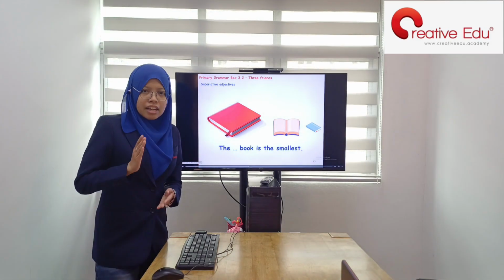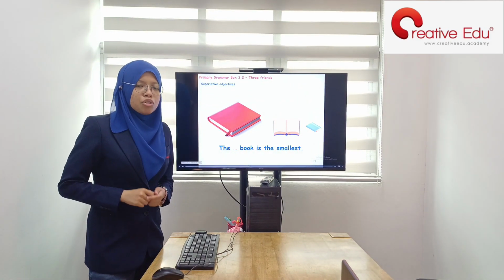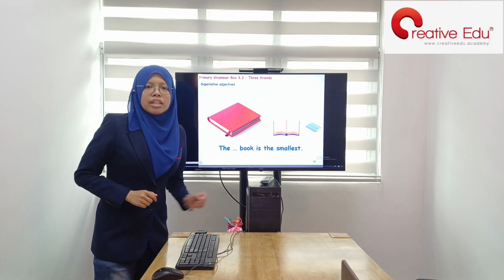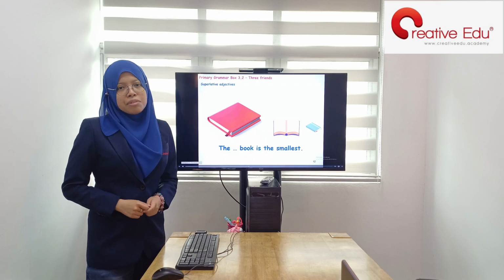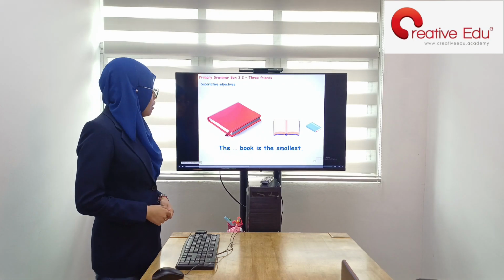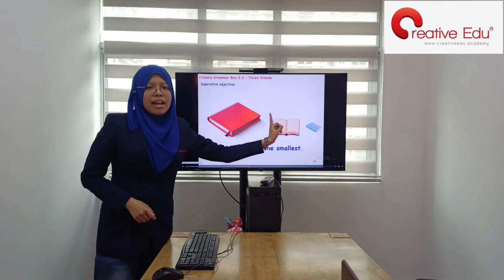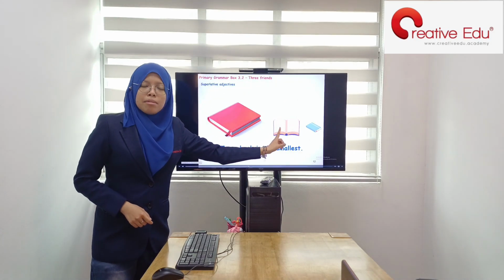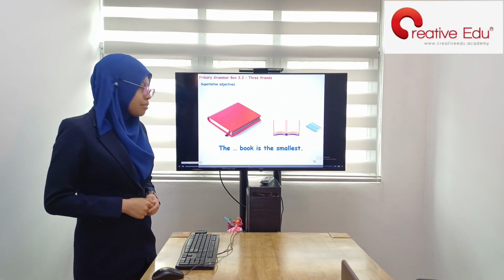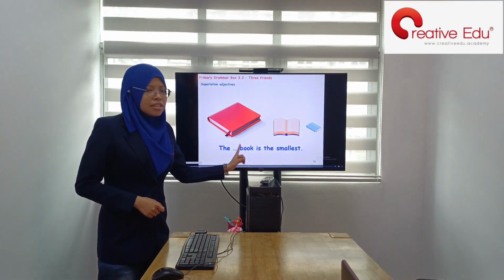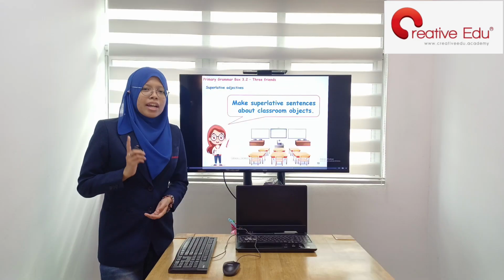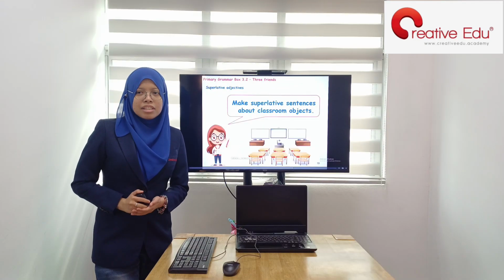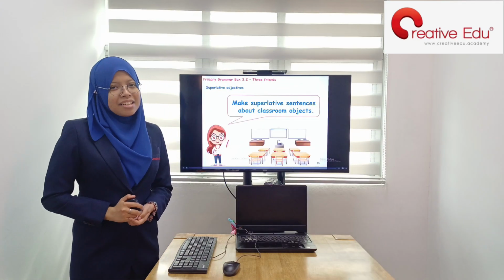Let's look at another example using the superlative word, the smallest. Now tell me, which one is the smallest? That's right, the one at the very end, the blue book. So the sentence will be: the blue book is the smallest one. I hope you understand this concept, and I will see you next lesson. Alright, take care.